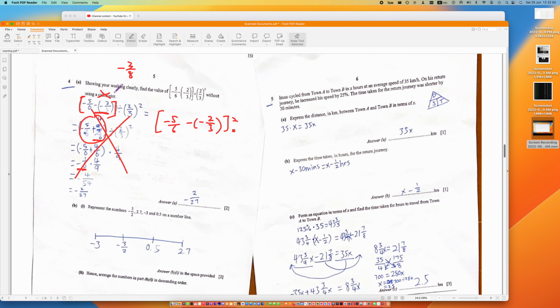What did I say? If I don't show every step, then I won't get 2 marks. Yes. So that means basically you cannot skip steps. If you skip steps, they will assume that you use a calculator, then you don't get marks. Okay. So let me do it here.